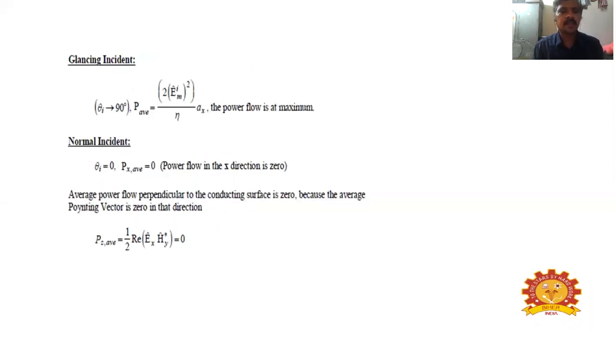Glancing incidence means the angle of incidence θ_i approaches 90 degrees. Therefore, P_avg becomes 2 times E_m^i squared divided by η times a_x, and the power flow is at its maximum. For normal incidence, θ_i equal to 0, P_avg in the x direction is equal to 0. The average power flow perpendicular to the conducting surface is 0 because the average Poynting vector in that direction is 0. That is, P_z average is equal to half the real part of E_x H_y, which is equal to 0.